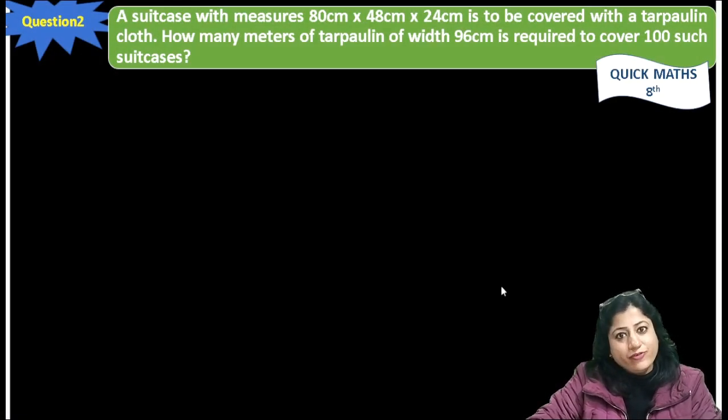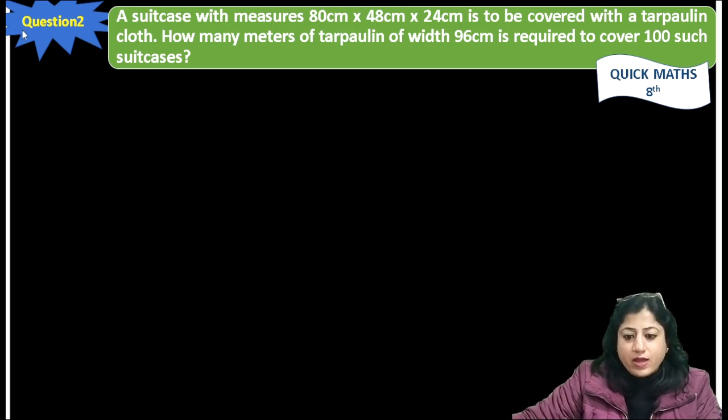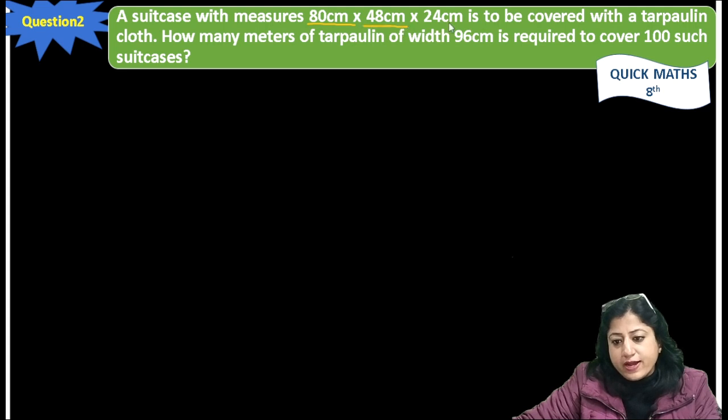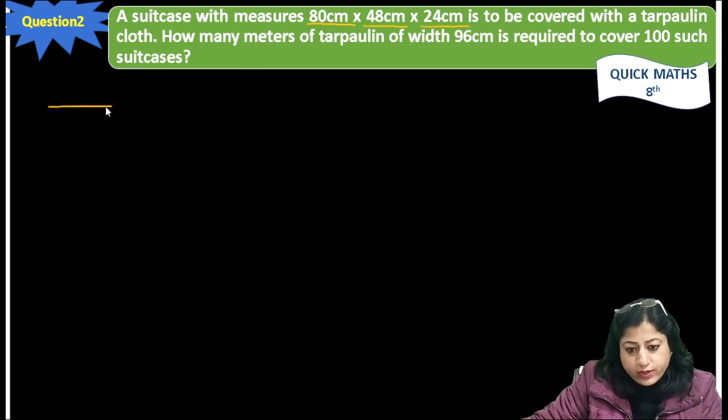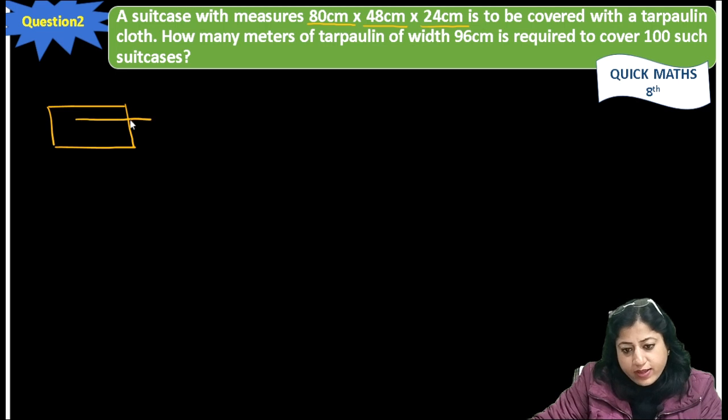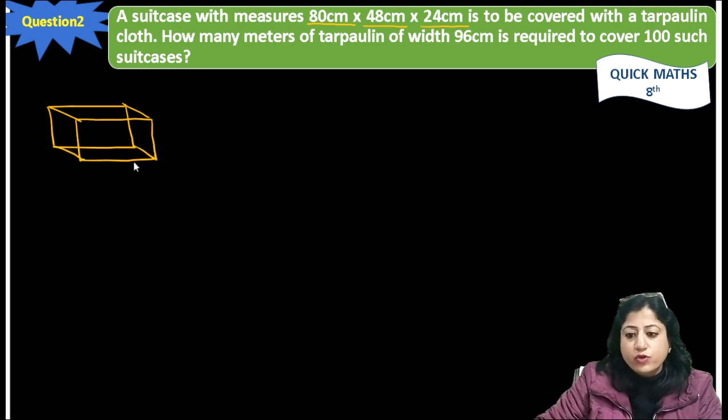Exercise 11.3, question number 2. A suitcase measures 80 centimeter, 48 centimeter and 24 centimeter. So obviously it is in the form of a cuboid, because all the measurements of length are different. So it is not a cube, it is a cuboid. And it carries something, so it is in the form of a cuboid.